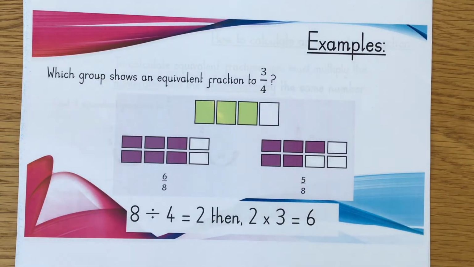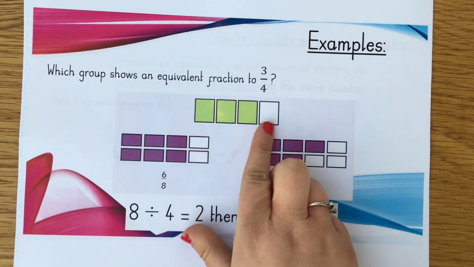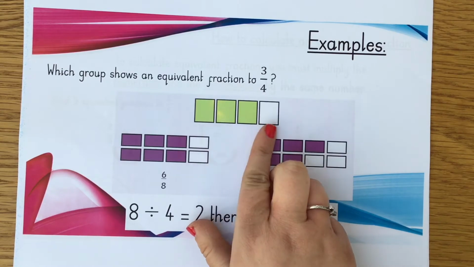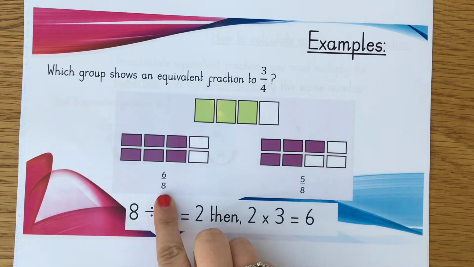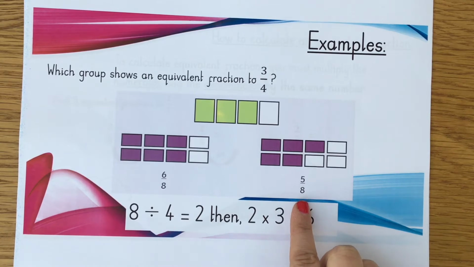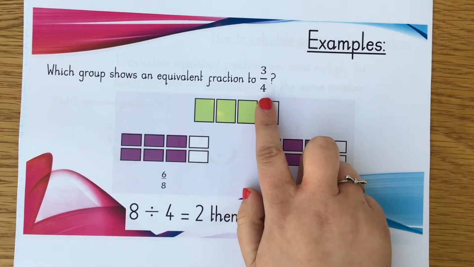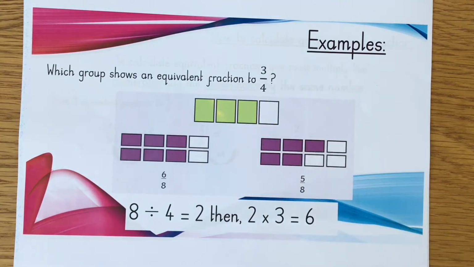Okay, let's have a look at some more examples then. So here, my question asks, which group shows an equivalent fraction to 3/4? So here, I've got 3/4, 3 are shaded out of 4 in total. Is it 6/8 or is it 5/8? Now you may be able to see this just by looking at the two images, but if I wanted to work it out, I would first of all have to calculate 1/4 before I could calculate 3/4, and that would tell me fractions equivalent to 3/4.